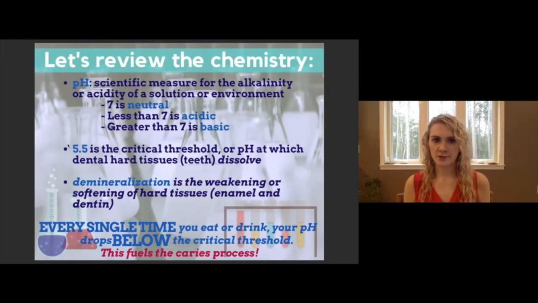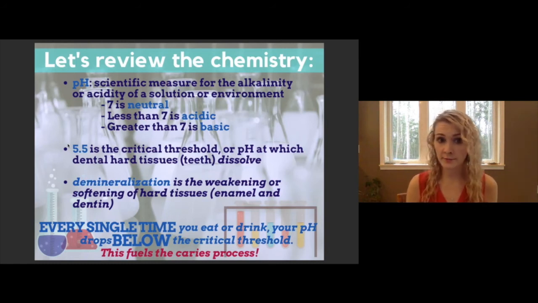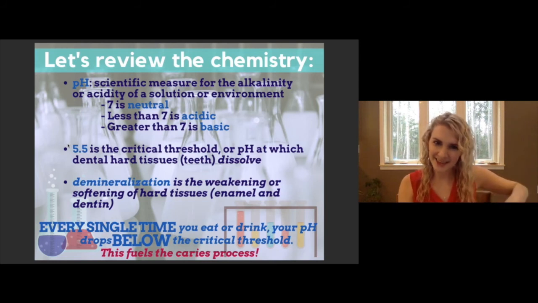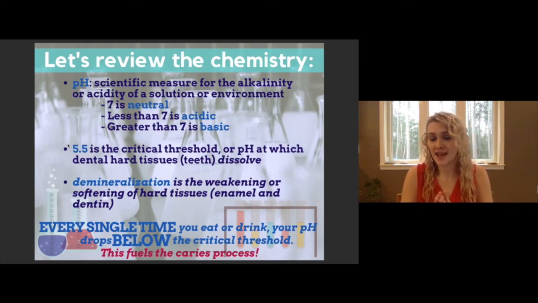So let's review the chemistry. pH is a scientific measure for the alkalinity or acidity of a solution or environment. Remember, 7 is neutral. This includes things like blood or water. Less than 7 is acidic, whereas greater than 7 is basic. 5.5 is the critical threshold, or pH at which dental hard tissues, teeth, dissolve.